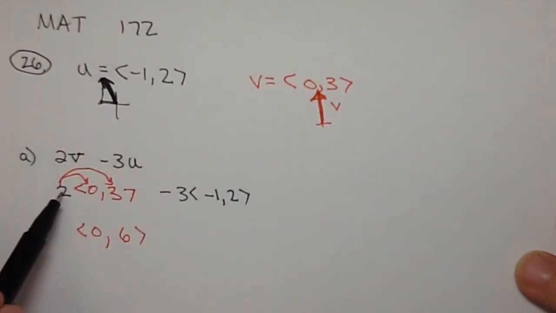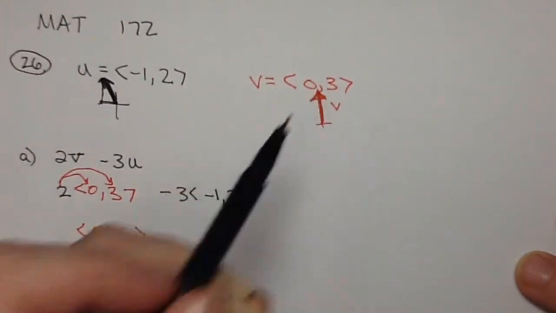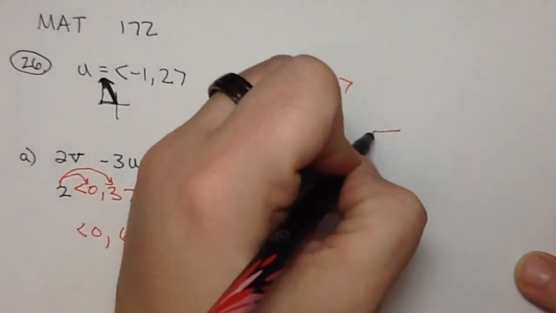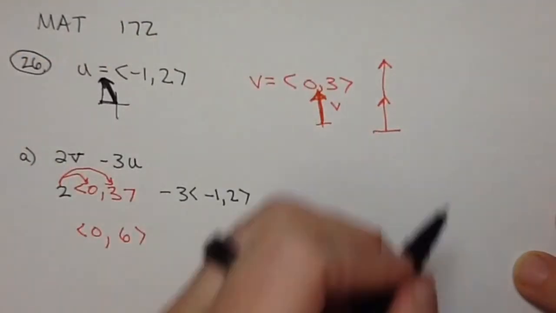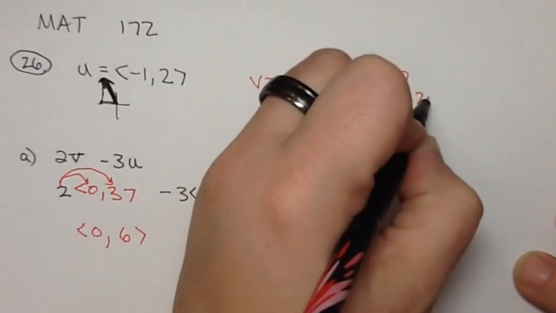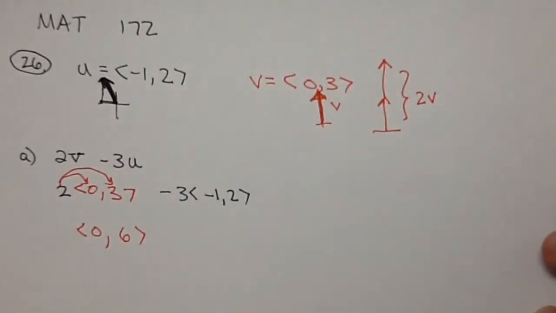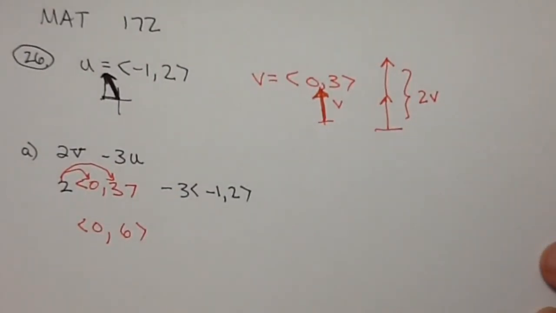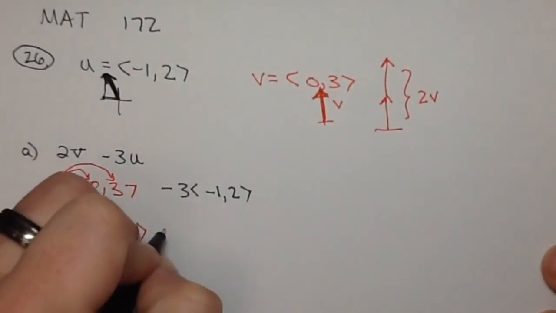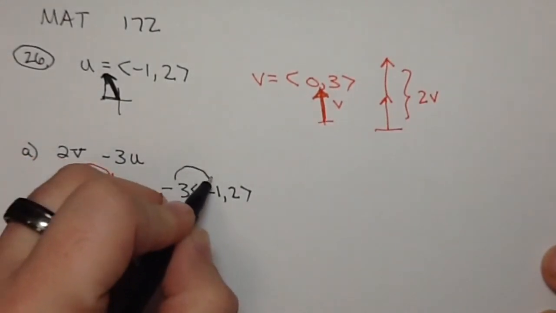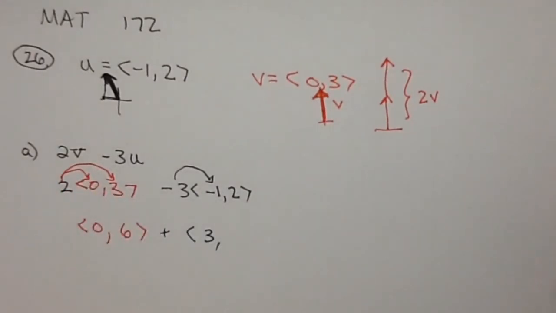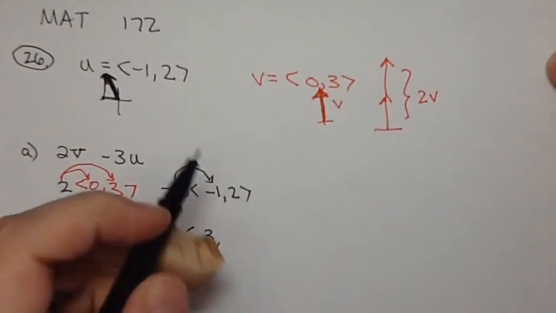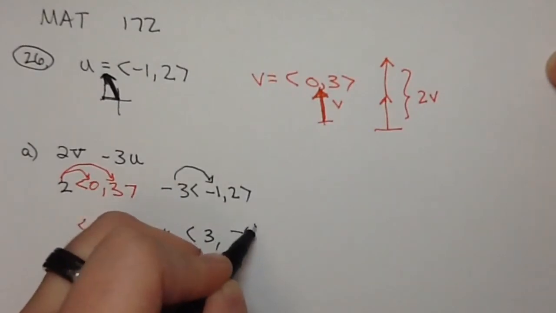So what we've done is we've taken 2 of these v's and added them together. So that's 1v and 2 v's. So this is the vector 2v. And then we're going to add -3 times -1, which is 3, and -3 times 2, which is -6.